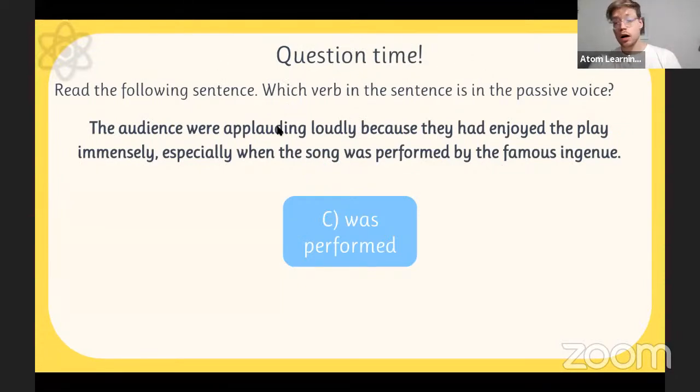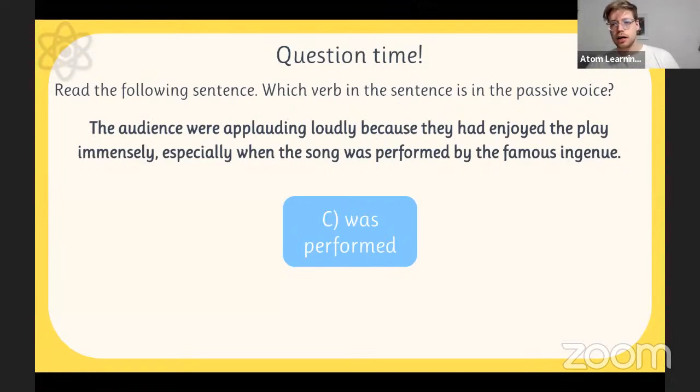Now, for those of you asking, an ingenue is like a new up and coming singer who maybe doesn't have a lot of experience. So if you've ever watched A Star Is Born, that's the classic tale of an ingenue becoming a super famous singer. If you're just starting out your singing career or your acting career, you're going to be an ingenue.